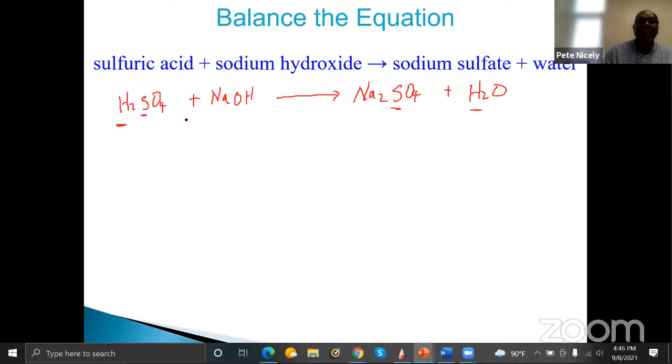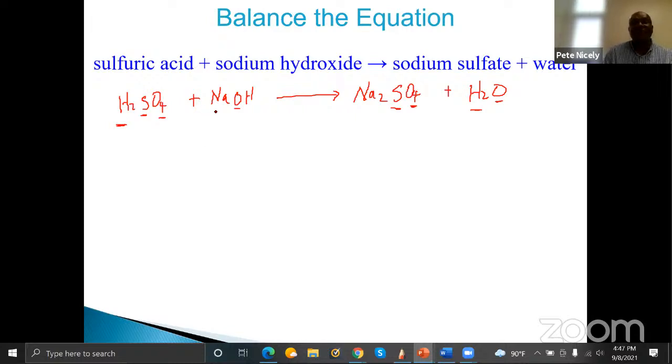But now we get to the oxygens. We have 4 oxygen atoms on this side, and we have 1 oxygen atom on that side. So that's 5 total. And then on the right side, we have 4 oxygens here, we have 1 here, 5. So the oxygens are balanced. Okay, so far so good.